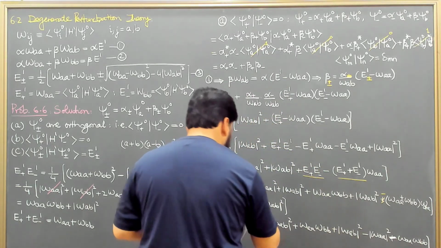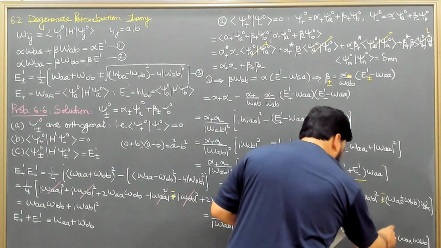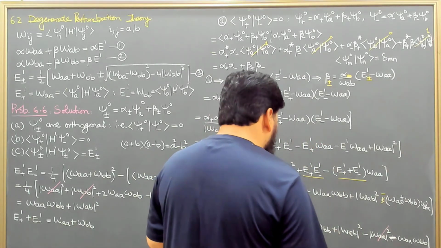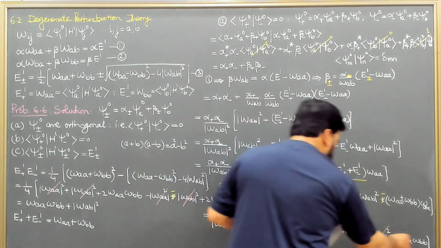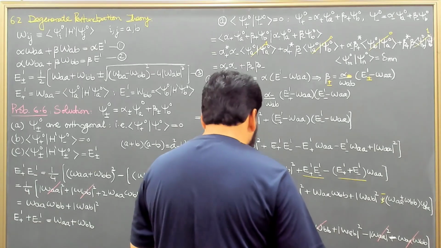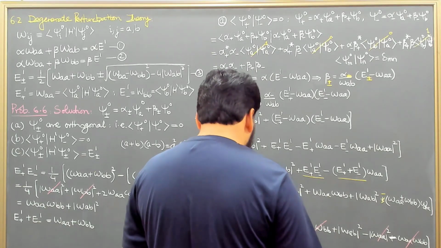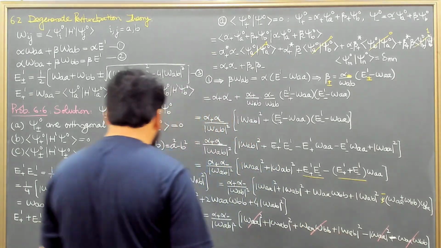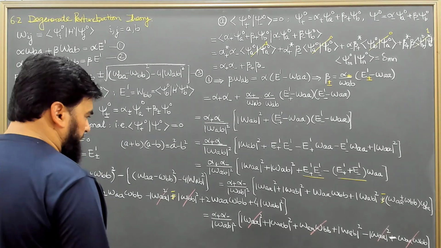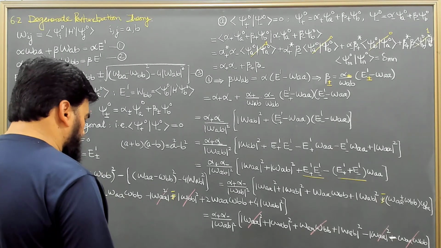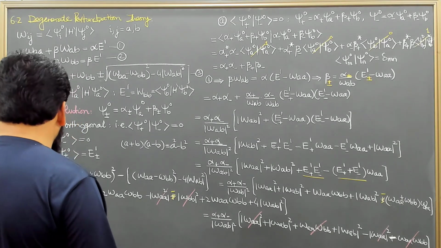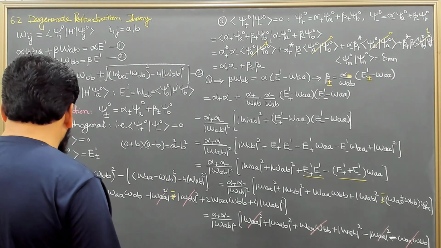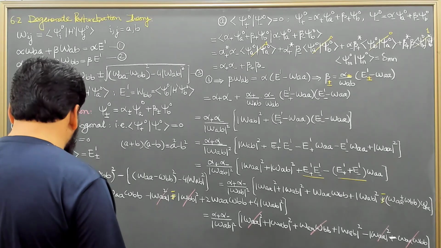And the cancellation is WAA mod square will go with WAA mod square. Similarly, WAA and WBB, these will cancel. So I'm left with WAB mod square and WAB mod square. So I'll have to check because they are supposed to cancel as well, and let me check whether I have done something wrong with the WAB symbol.